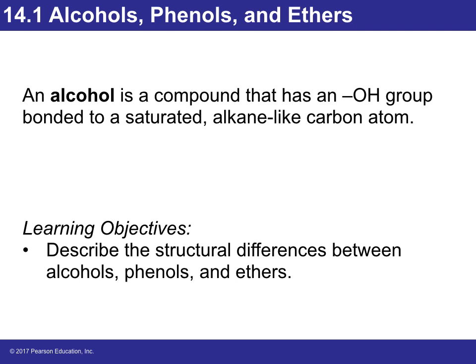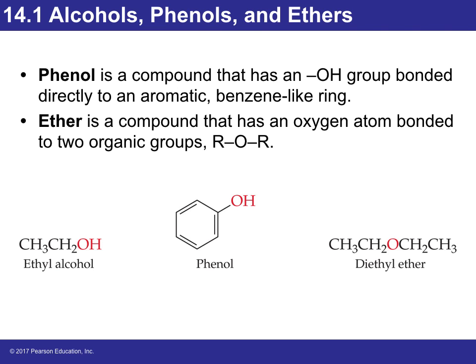And I'm not going to go over the learning objective later. Now, just giving you some examples here, phenol is the one that has an OH group bonded directly to an aromatic compound, the benzene-like ring we went over earlier. So right here in the middle is the phenol. You have the benzene-like six carbon atoms, double bonds, and OH attached to it.